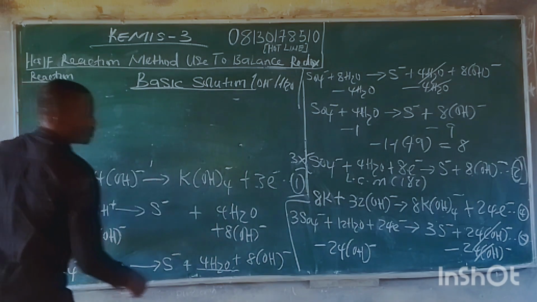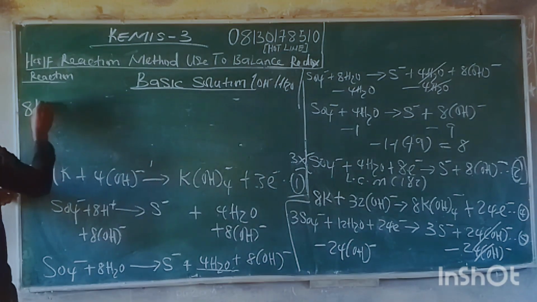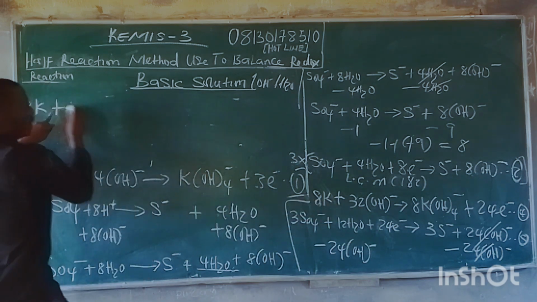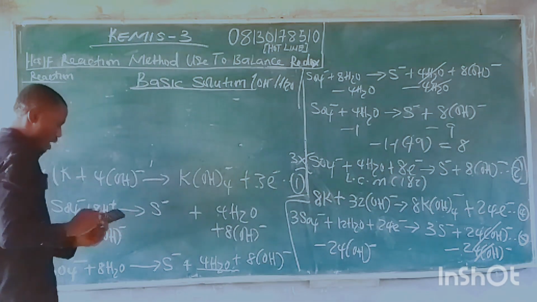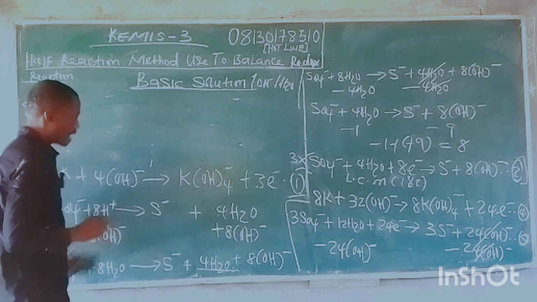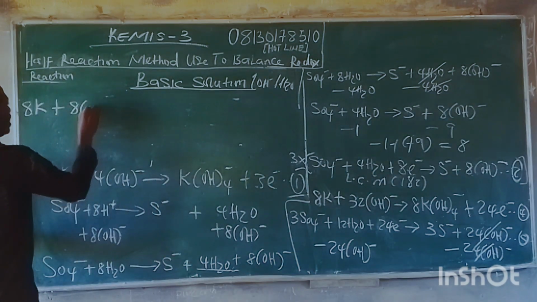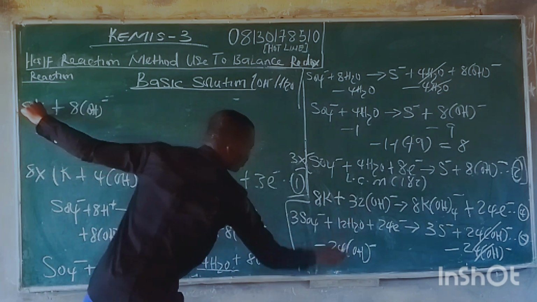So what I have now as my new equation, let's start off from here. I have 8 potassium plus 32 minus 24. Let's do that. 32 minus 24, that is 8. Alright? I want to be sure. It's 8 hydroxyl.